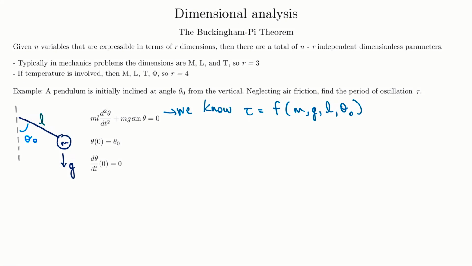So the pendulum is initially at theta naught from the vertical, as seen in the figure there. Neglecting air friction, find the period of oscillation, tau. Okay, so we have 5 variables, right? Tau, m, g, l, theta naught, it's 5.